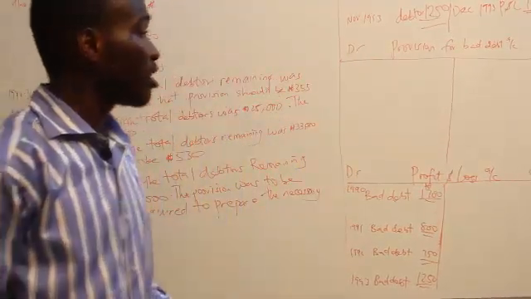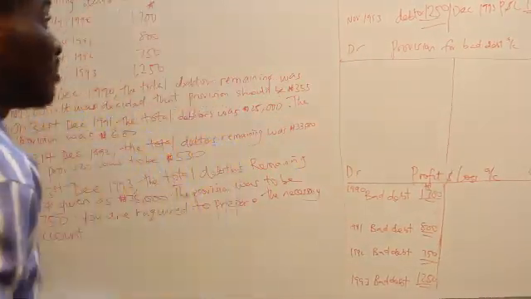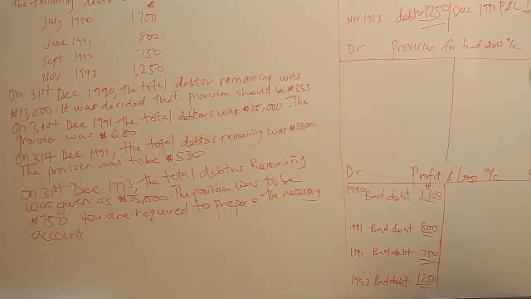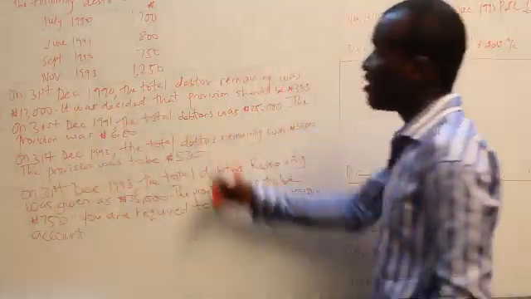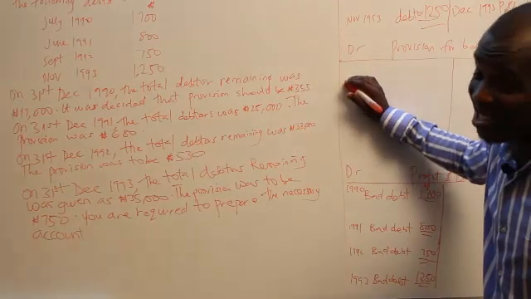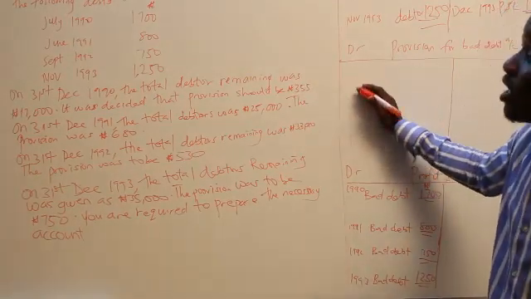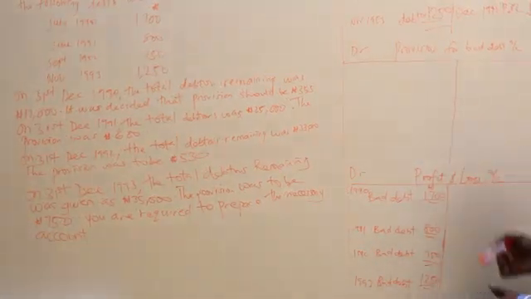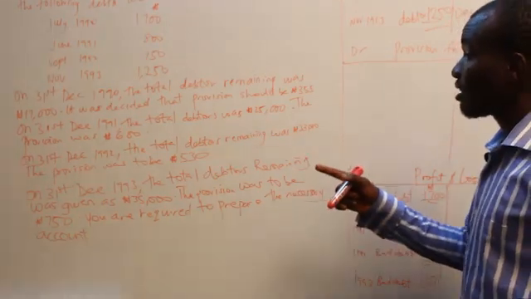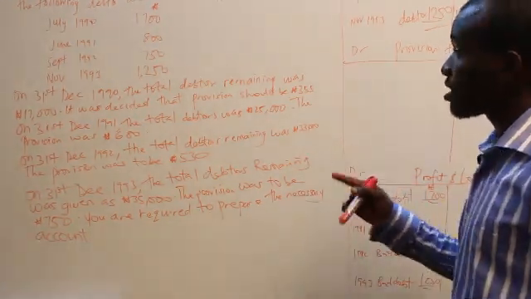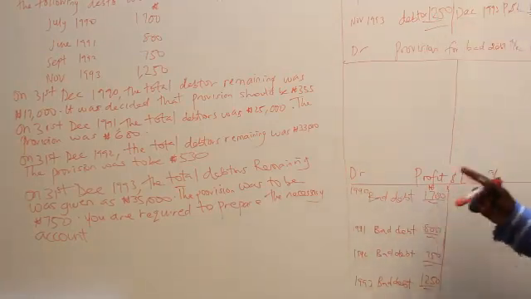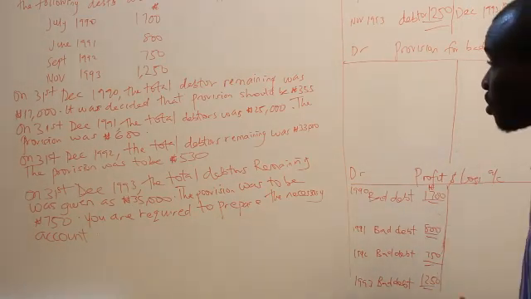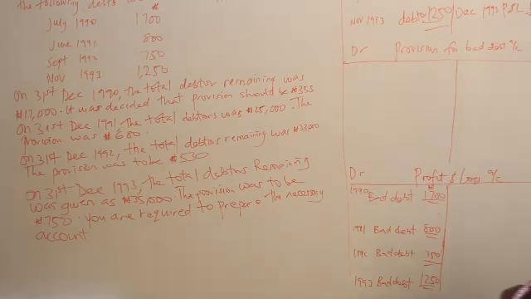So the next thing is for us to prepare our provision for bad debt account or doubtful debt account. So in the following details, we were given that on the 1st December 1990, the total debtor remaining was 117,000 naira. So it was there to make a provision for 355 naira for us to prepare the provision for the bad debt account and provision for doubtful debt account. So on 31st December 1990, the total debtor remaining was 70,000. So the provision should be 355 naira. So we have to make the provision to be 355 naira.